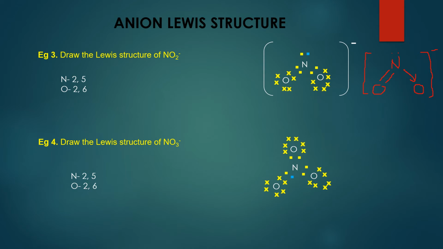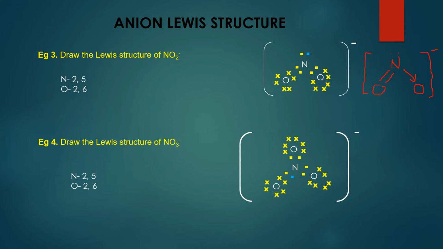Okay, so we're just going to draw the 6 electrons around this oxygen now, and there we have it. All the 3 atoms are stable. Then we put the square braces and the charge on the top right hand corner.